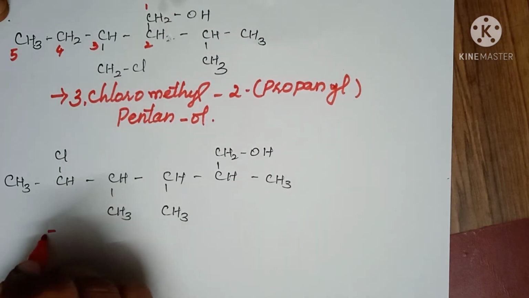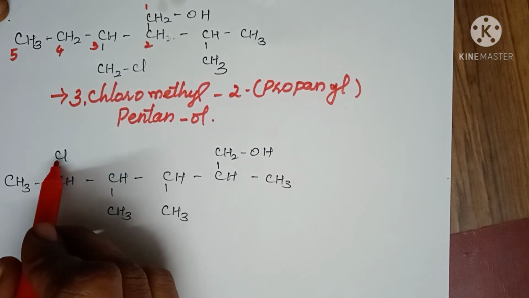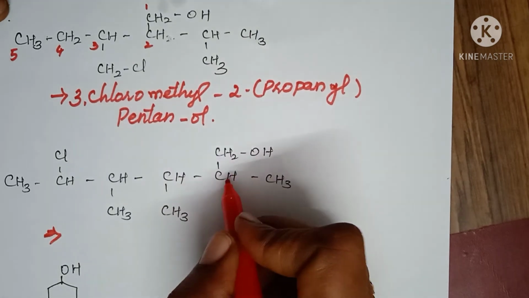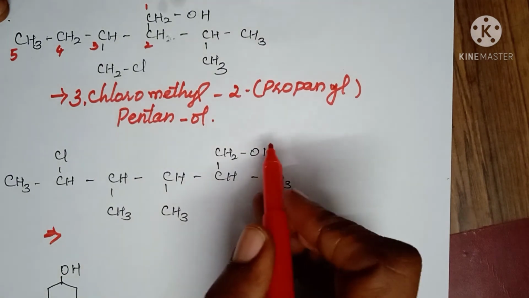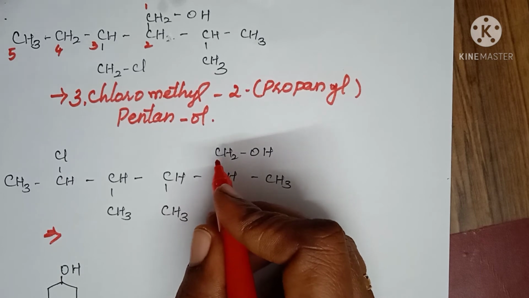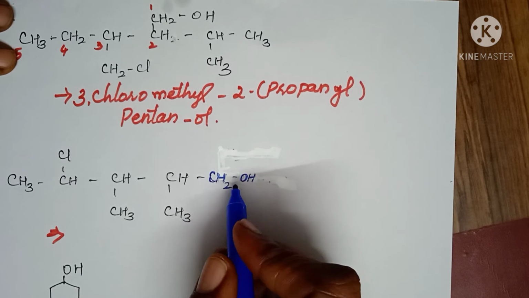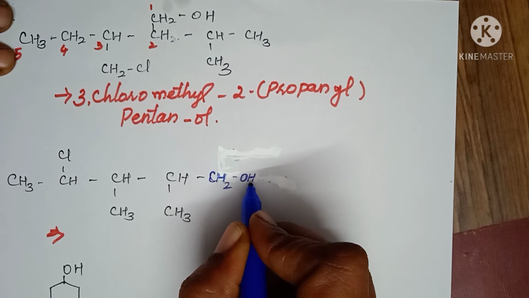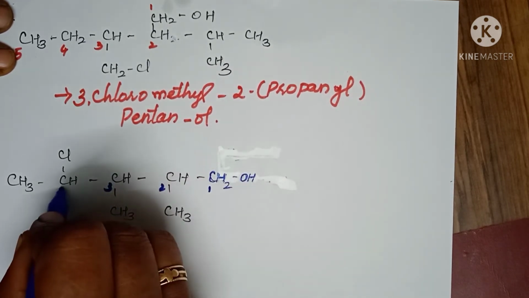Now, next one. Okay, CH3, CHCl, CH, CH3, CH, CH3, CH, CH2OH, CH3. Now, how can you name this? Of course, wherever the OH group is, that is the functional group, there you have to give the numbering, right? See here, now numbering of this compound you have to start here. That means CH2OH, where the functional group is. You have to start from here. That means 1, 2, 3, 4, 5.